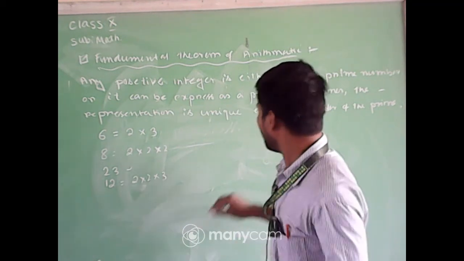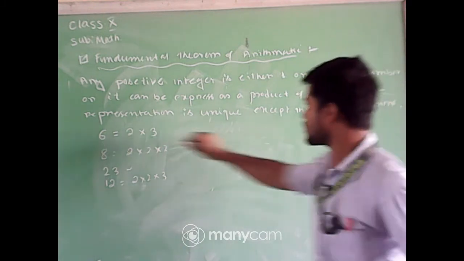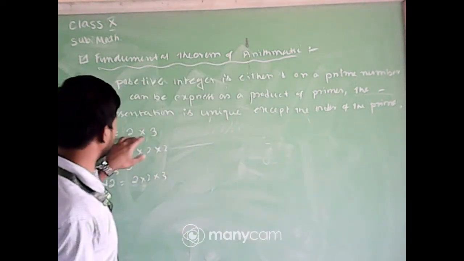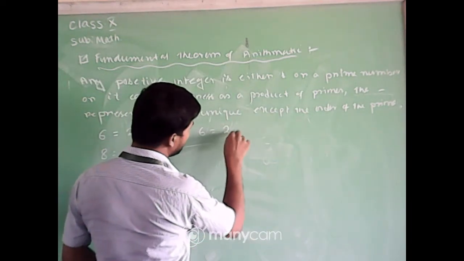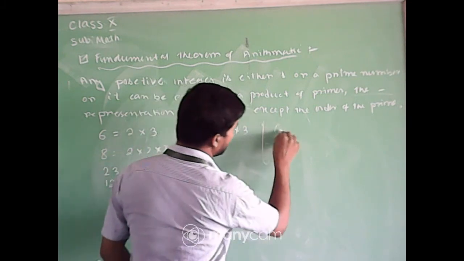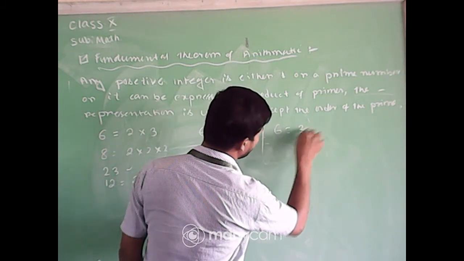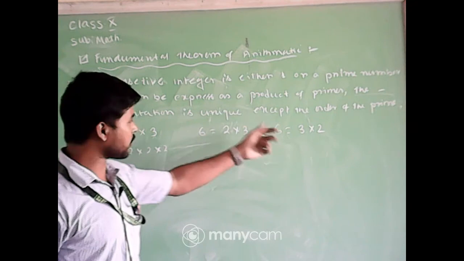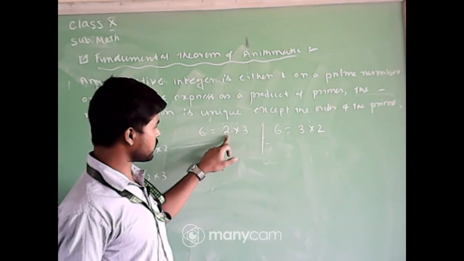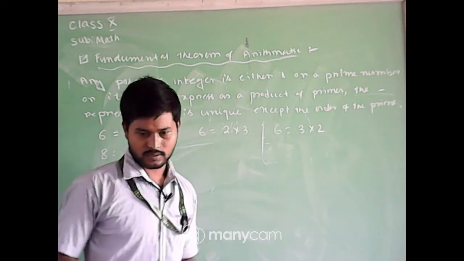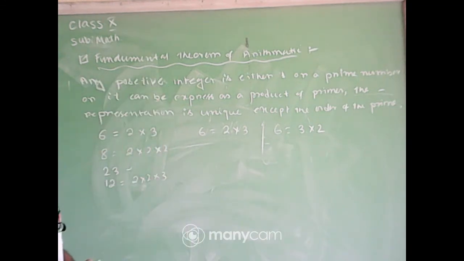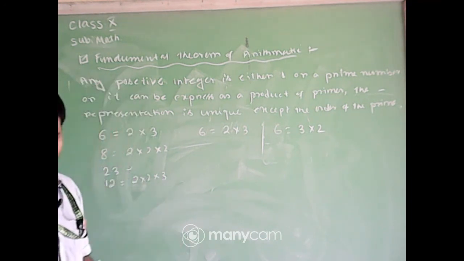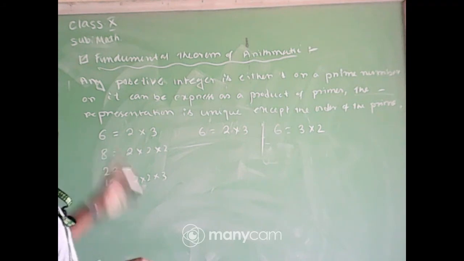Got it? Okay. Now what is this? The representation is unique except for the order of the primes. For example, we have taken 6 here. You can write 2 into 3, or any other student can write 6 as 3 into 2. Means the representation is unique, but the order is not. You can write 2 first or you can write 3 first. This is the fundamental theorem of arithmetic.